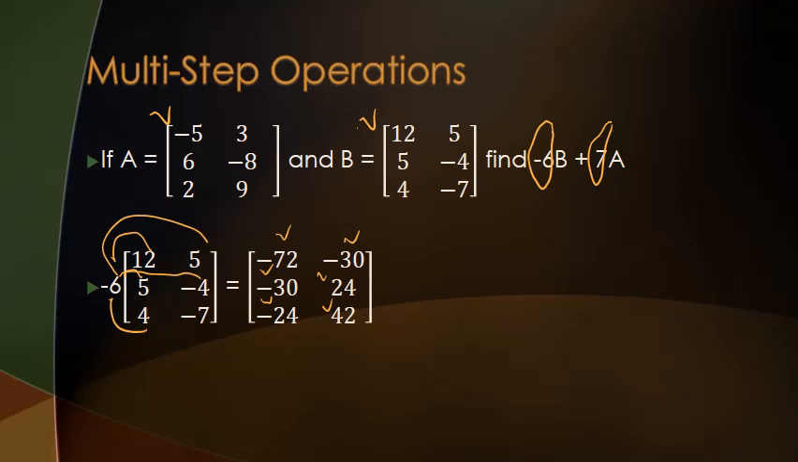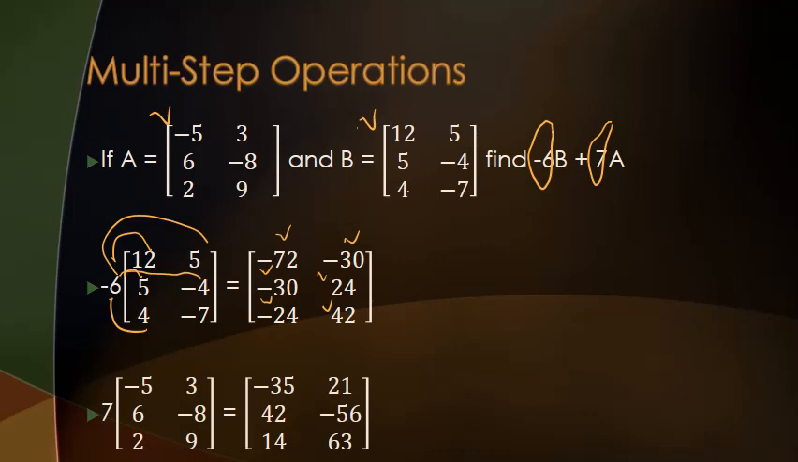And let's go ahead and attempt to do where we're going to multiply matrix A by the scalar of 7. So 7 times -5 gives me -35. And 7 times 3 is going to give me 21. 7 times 6 is equal to 42. 7 times -8 is equal to -56. 7 times 2 is equal to 14. And 7 times 9 is equal to 63. And now I'm ready to go to the next slide where I'm going to complete this multi-step operation.